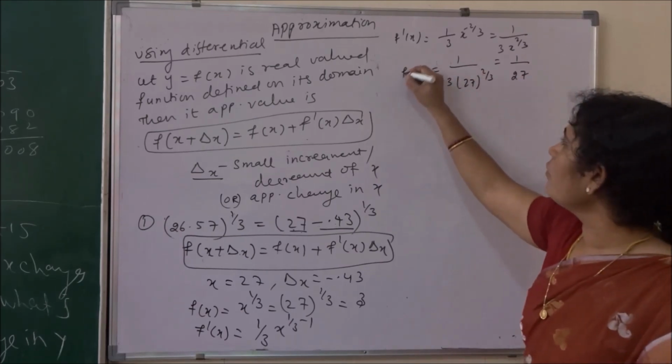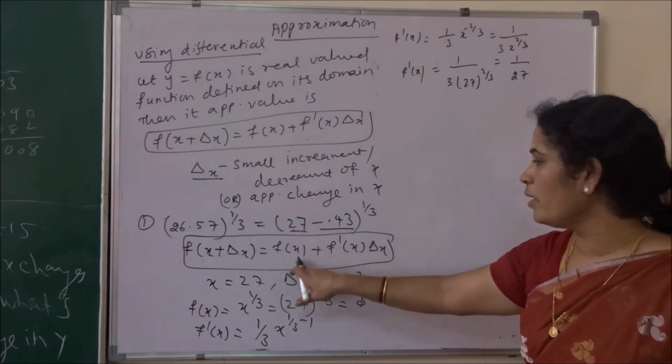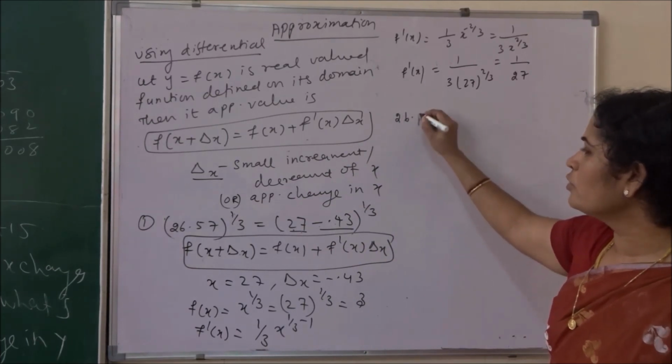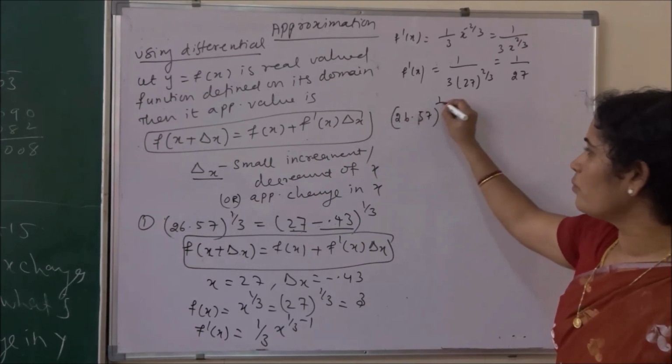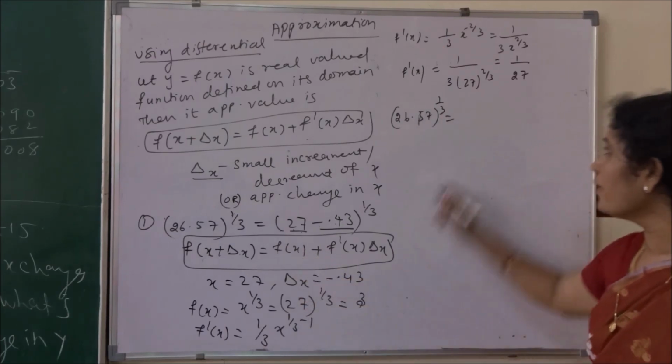Okay. Now we have f dash of x also. Delta x we have, f dash of x we have, f of x we have. Just take the approximation value. 26.57 whole power 1 by 3 is equal to, what is the formula? f of x. What is f of x here?